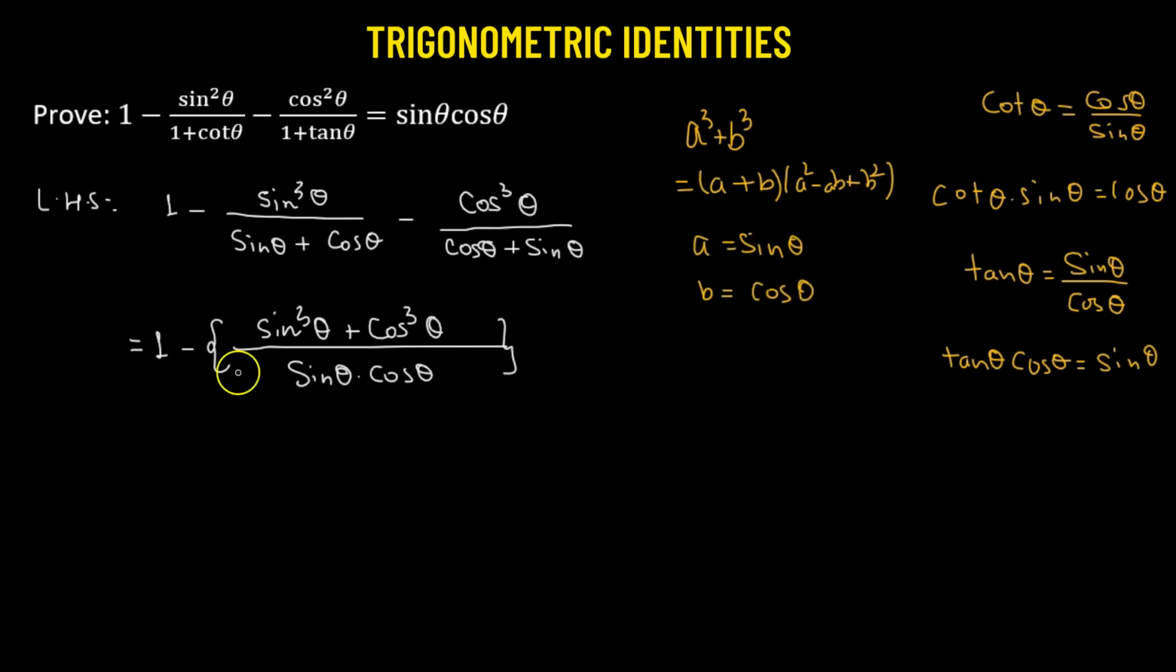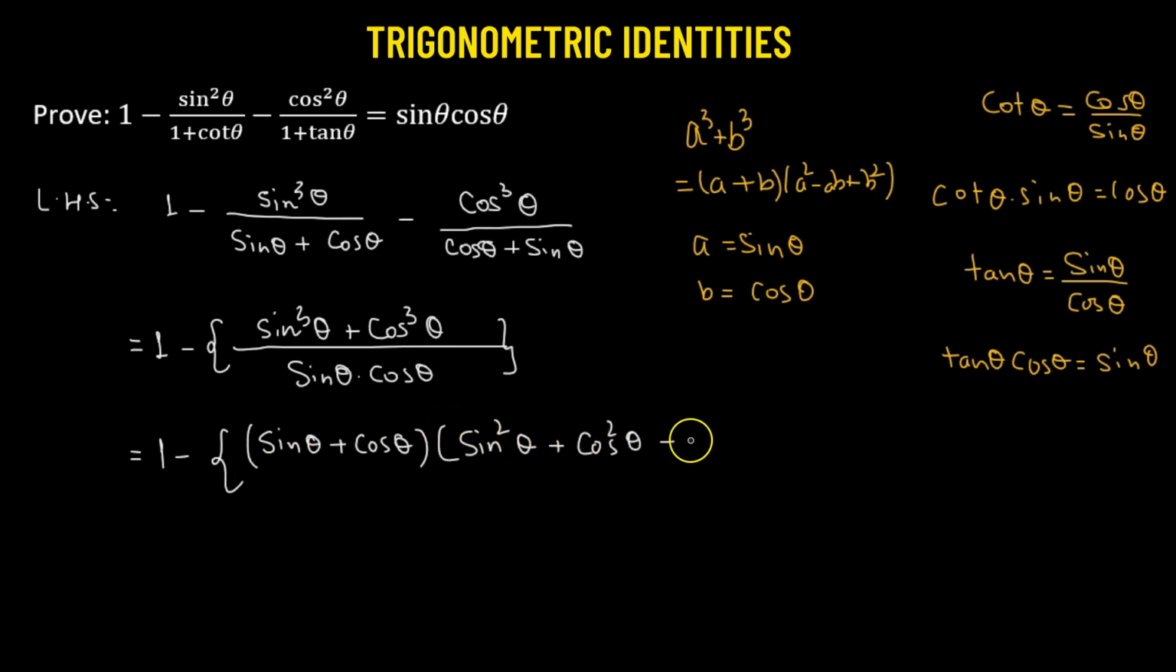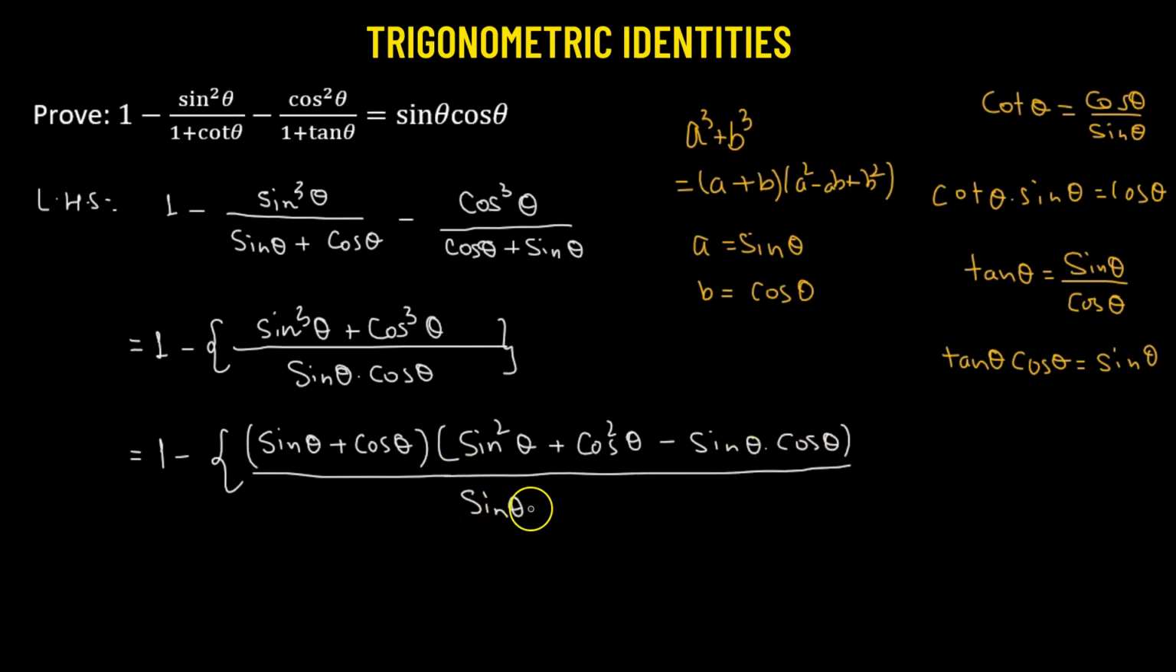So let's use this, and that means in our numerator of the second term, we're going to have sine theta plus cosine theta whole multiplied to sine squared theta, that's a squared, plus b squared will be cosine squared theta, minus a times b, so that's sine theta times cosine theta, whole divided by sine theta times cosine theta.